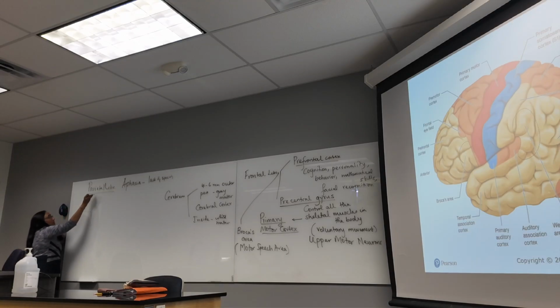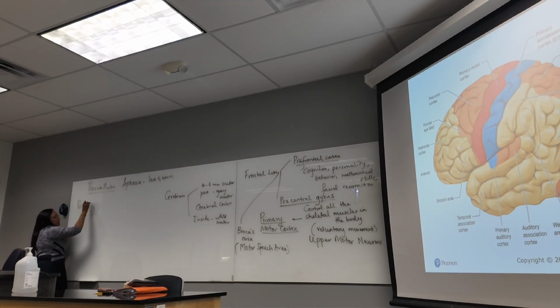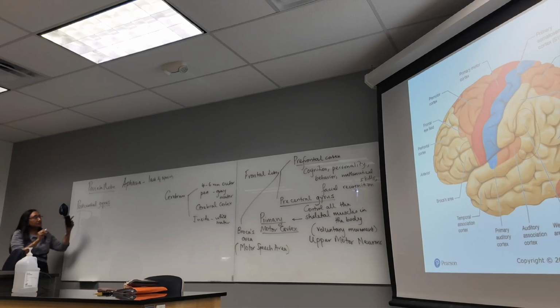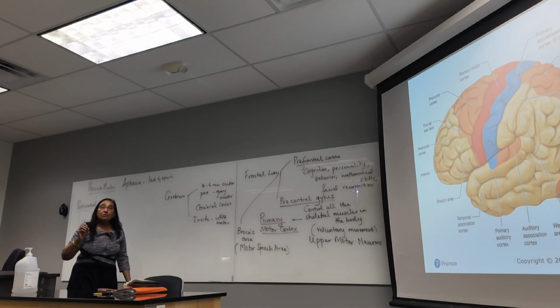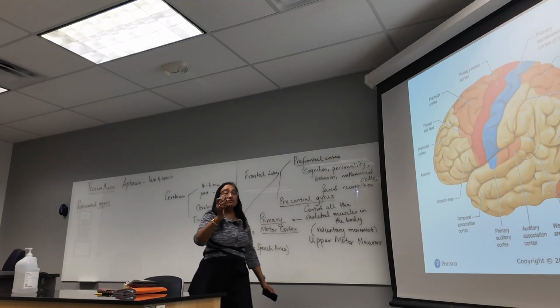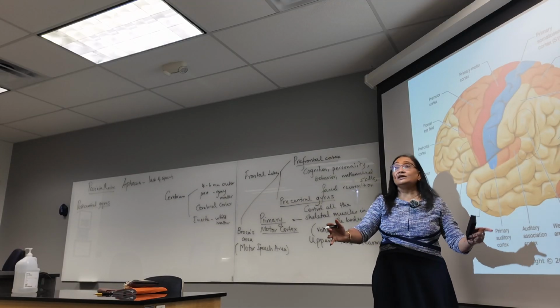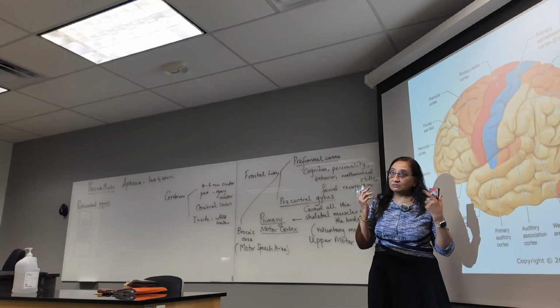Parietal lobe, post-central gyrus. The neurons that are in this region, the neurons that are in the post-central gyrus, receive all the information from your body part. So they receive sensory information. Okay?